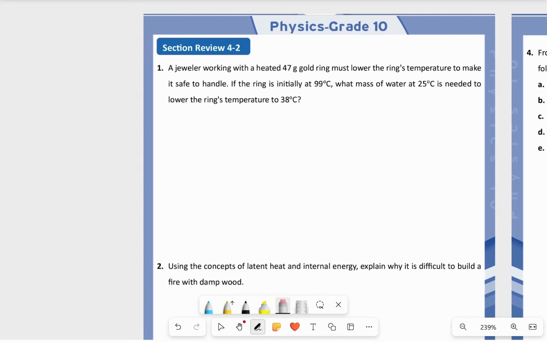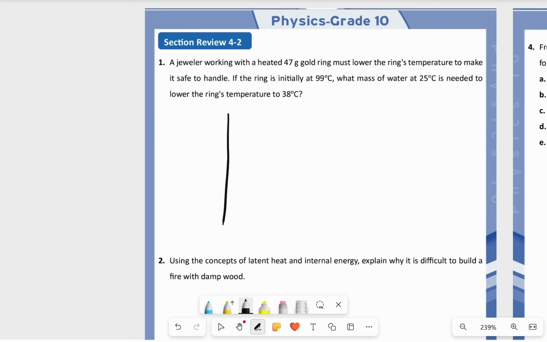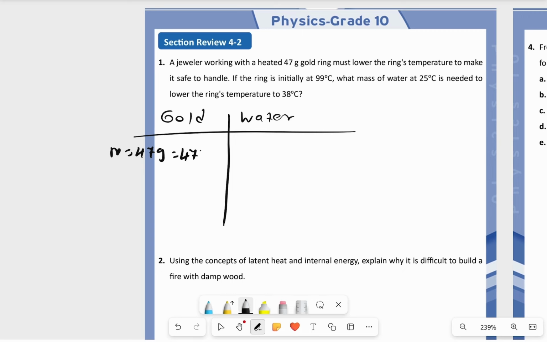In this video we'll be solving section review 4.2. We have a jeweler working with a heated 47 gram gold ring, who has to lower the ring's temperature to make it safe to handle. So first of all, as usual, we have two givens: gold and water. The mass of the gold is equal to 47 grams. Make sure to change it to kilograms: 47 times 10 to the power minus 3 kilograms.